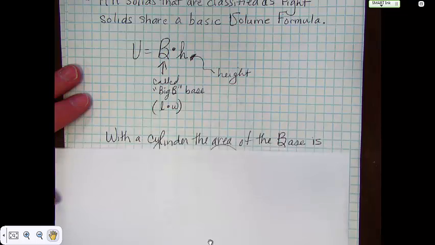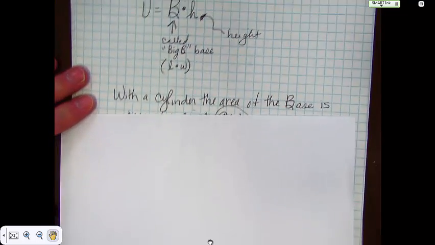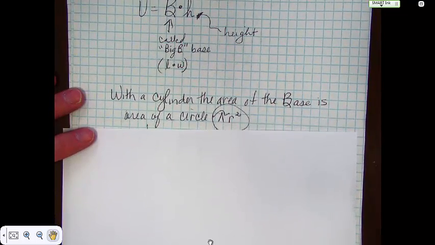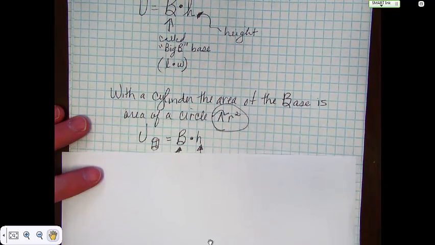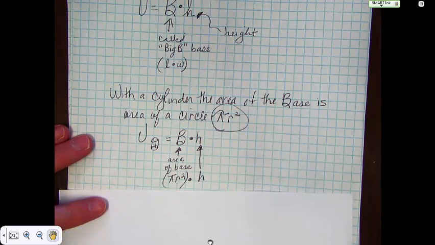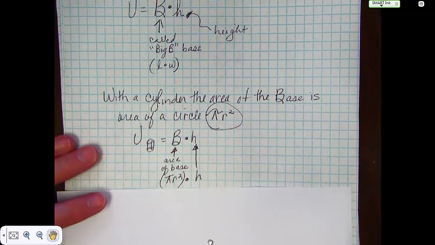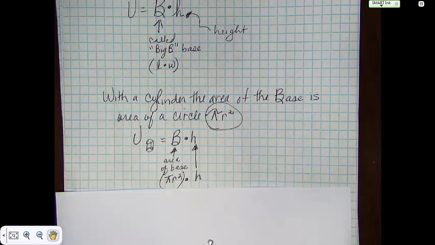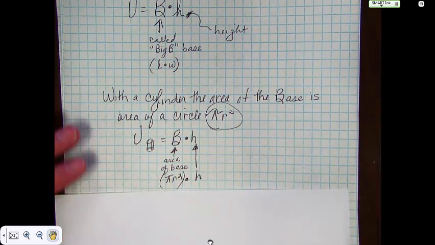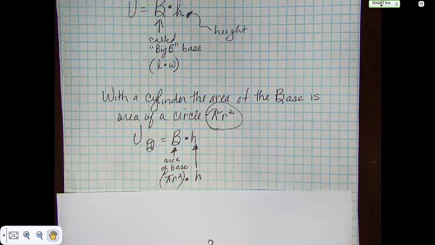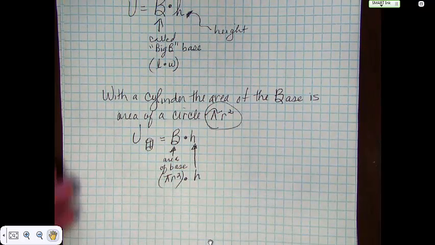Okay, when a cylinder comes in, if we're trying to find the volume of a cylinder, the area of the base is the area of a circle times the height of the cylinder itself. And again, we're talking about height figured as it's straight up and down through the center of the cylinder, and then we're hoping that they give us the radius. If they give us the diameter, that's no big deal. We can just cut it in half for the radius.